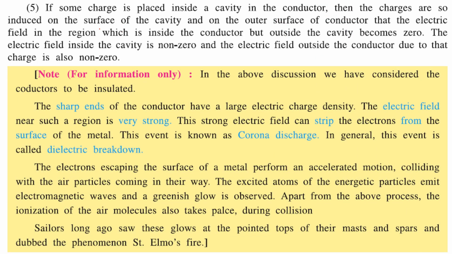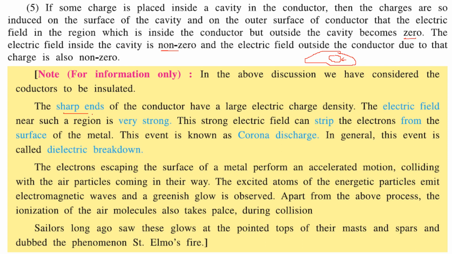If some charge is placed inside a cavity of the conductor, then charges are induced on the surface of the cavity and on the outer surface of the conductor such that the electric field in the region inside the conductor but outside the cavity will become zero. The electric field inside the cavity is non-zero, and the electric field outside the conductor due to that charge is also non-zero. There are certain things which we can discuss.